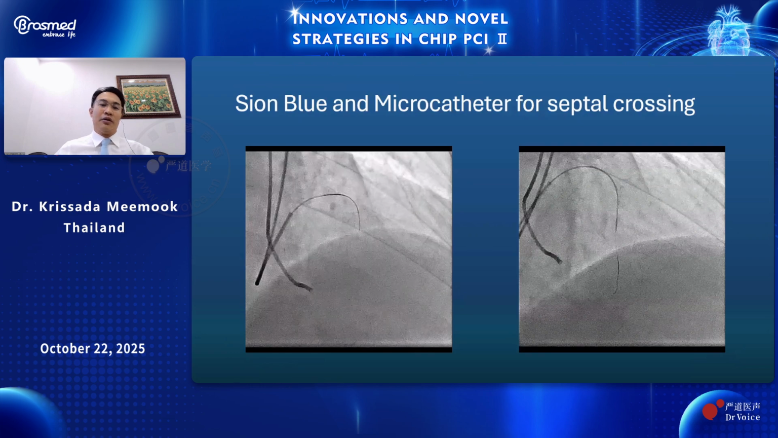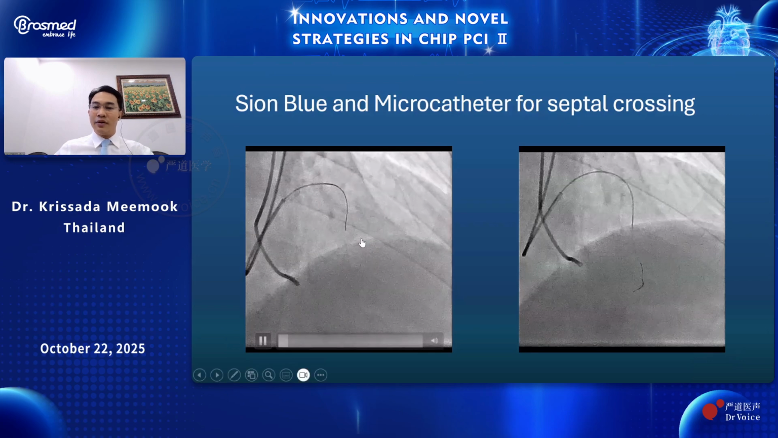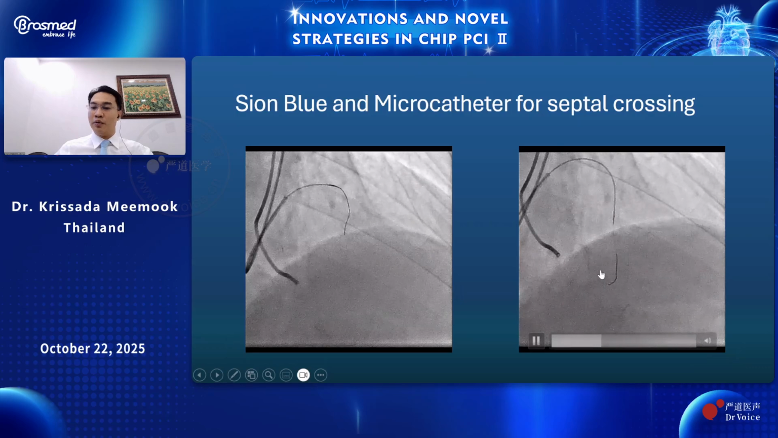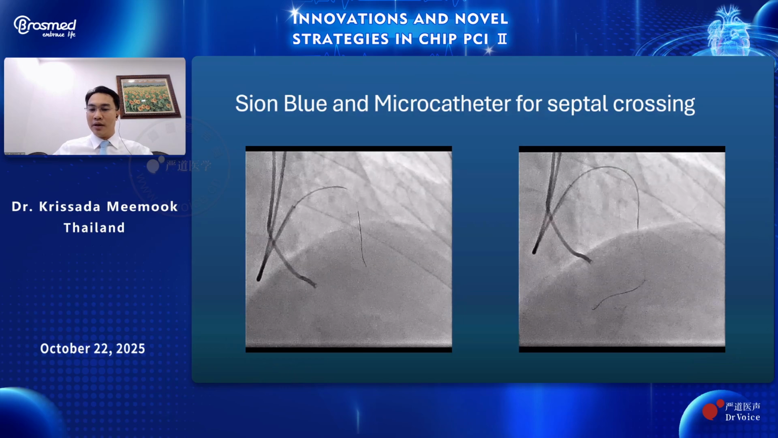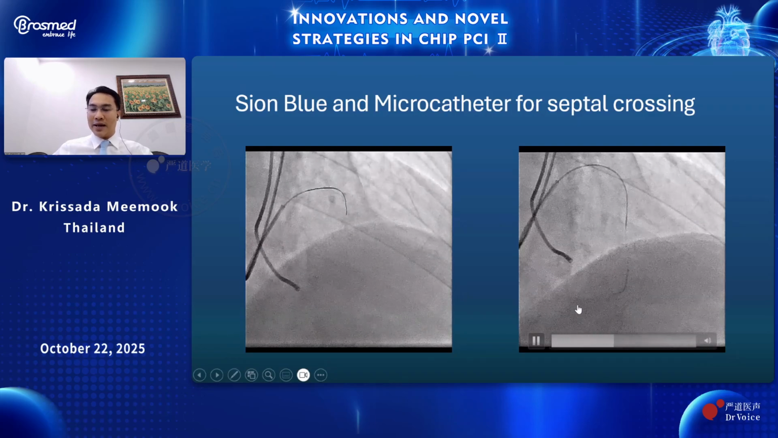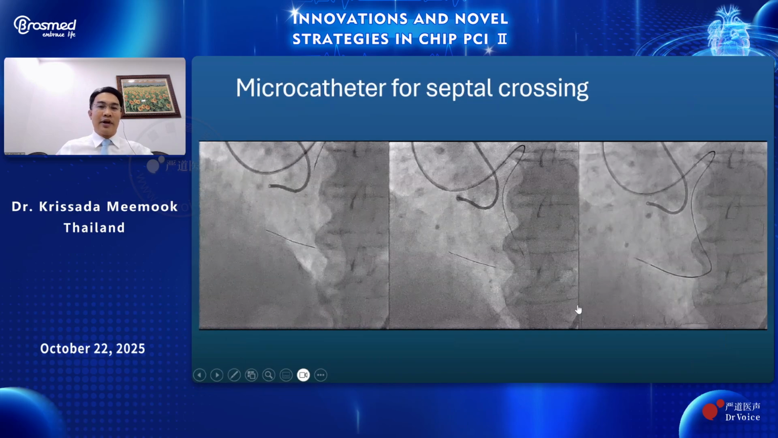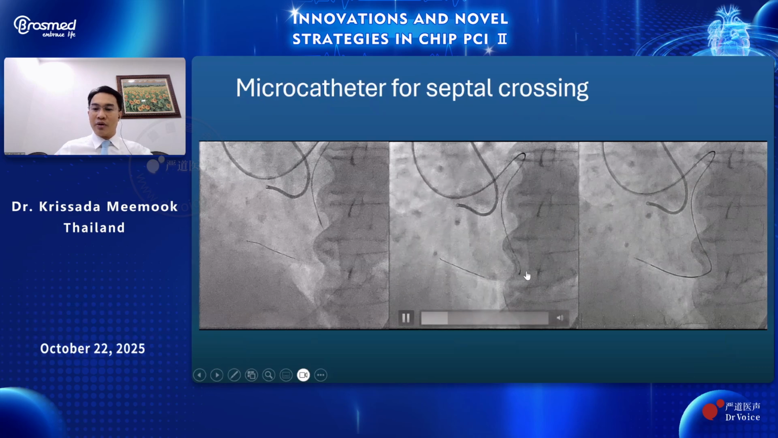In this case, we use the Sion, not Sion Blue, the Sion with the microcatheter for crossing the septal. You can see we can cross the septal without difficulty because the septal channel is very large. After we cross with the guide wire, you can see the Sion wire go to the distal RCA really nicely. After that, we cross the septum with the microcatheter. We use the Turnpike microcatheter. You can see the microcatheter go to the distal RCA without difficulty.